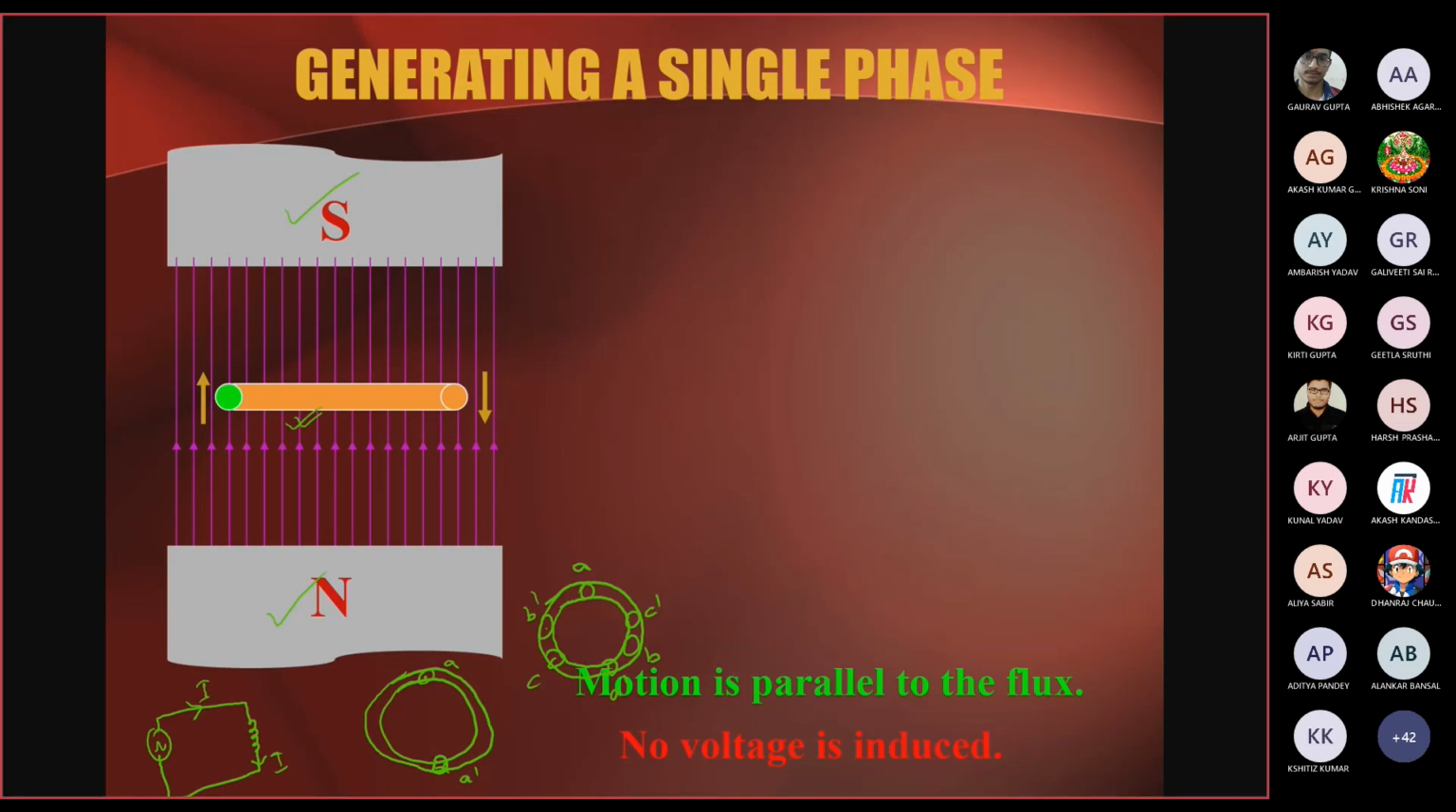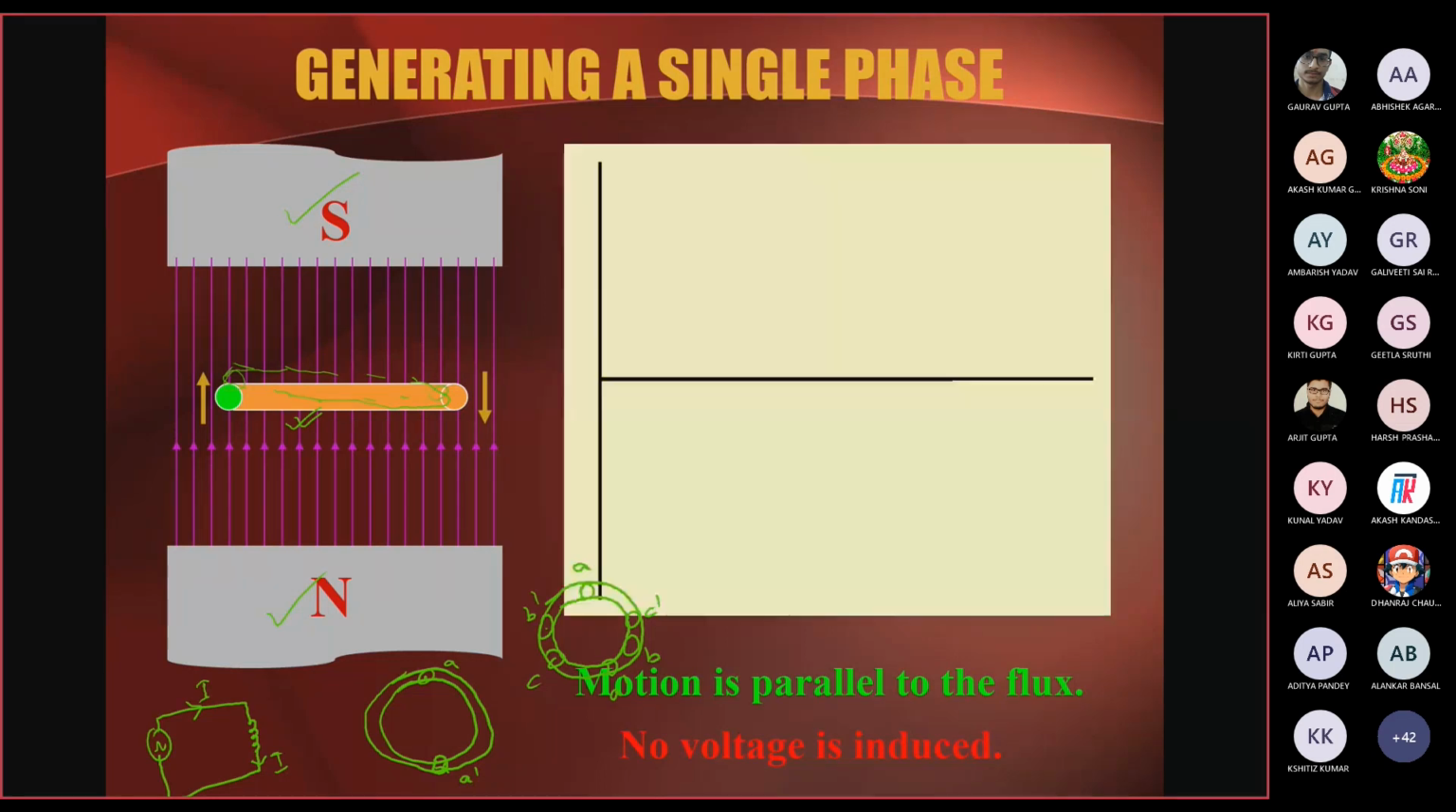If it changes its position slightly, then the same amount of flux will cut the conductor. So nearly the flux linked with the conductor will be the same, and hence the rate of change of flux will be zero. So no EMF will be induced at this point. That's why you can see the blank screen here on this graph.